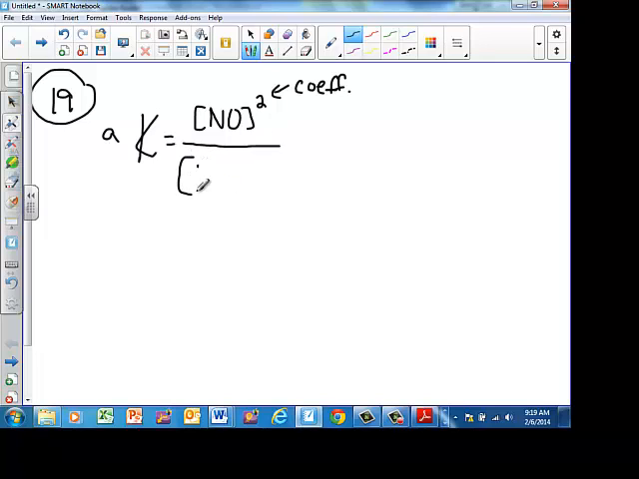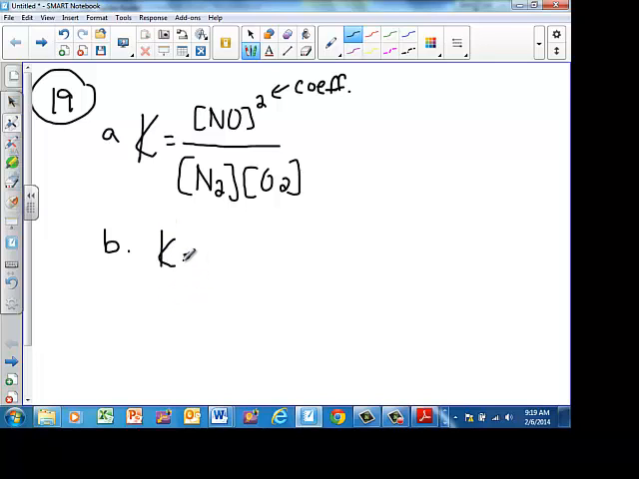So there's the first one. We've got NO raised to the second power. We also are going to have nitrogen and then oxygen. And that's it. That's all you have to do when you write what's called the equilibrium expression.